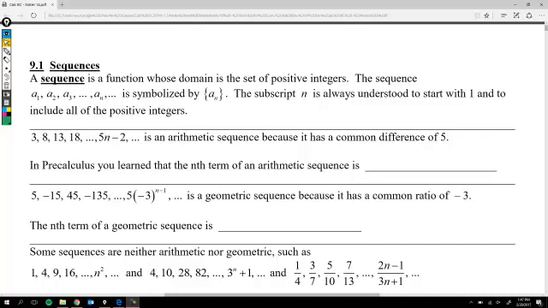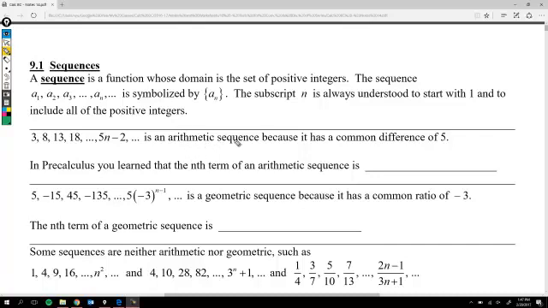Hi everyone, we're talking about sequences today. A sequence is just a list of numbers, okay? So you'll see it given as a function, and as you input positive integers into your function, it'll give you a list of numbers like so, like in these examples here. So a little bit of review.